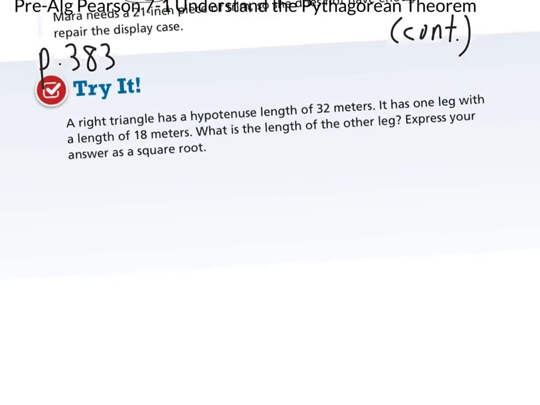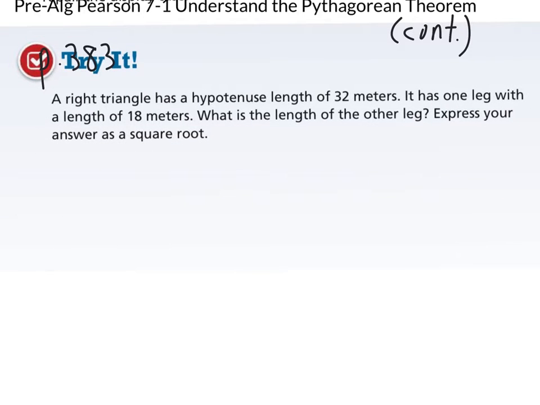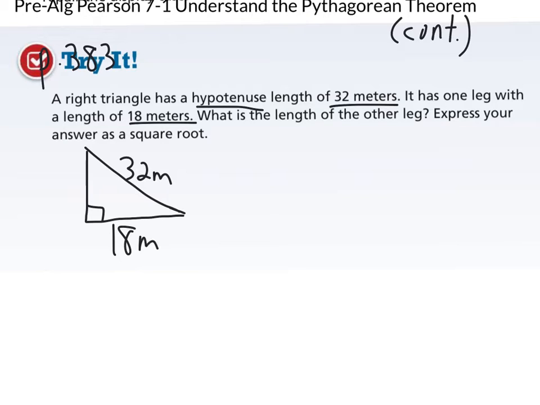So the try it at the bottom of the page, again, they're wanting us to find one of the legs of this triangle. If you want to draw the picture out, you can, if that helps you to visualize. It says the hypotenuse is 32 meters. One leg is 18 meters. I don't know necessarily if that's the shorter or the longer side, and I don't really care too much at this point. We're just trying to find one of the legs.